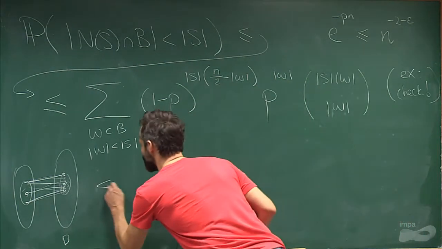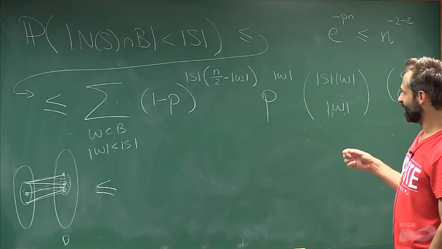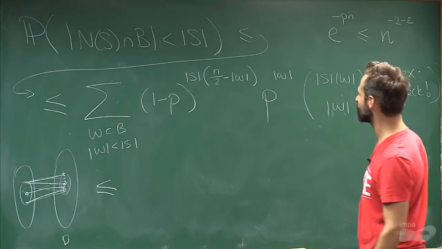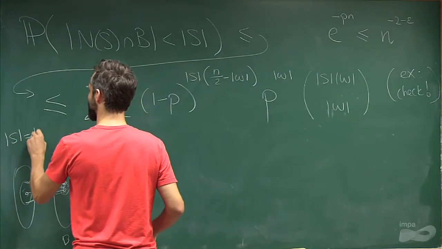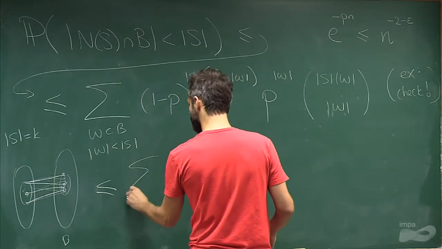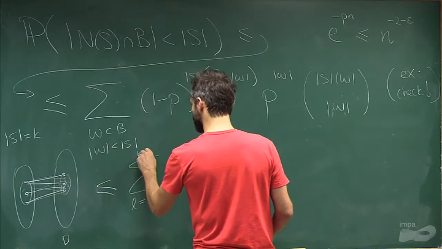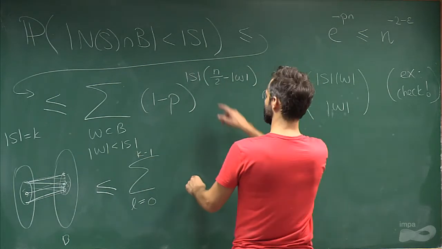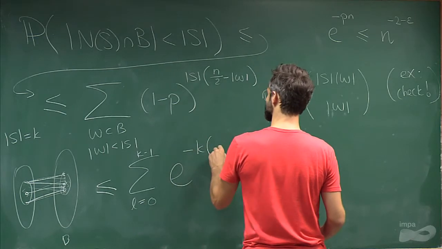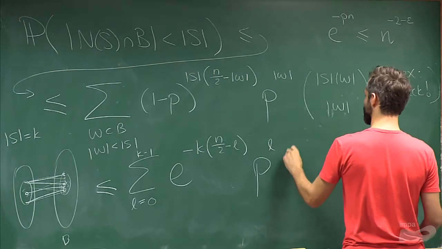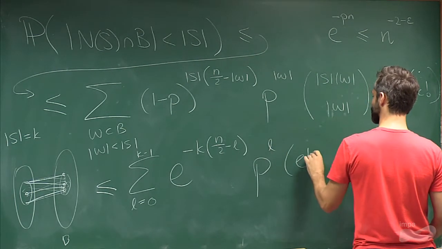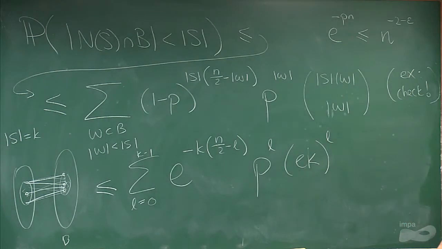Okay, so now this is at most what? Right, so I want to sum over these W. So it's only the size of W that matters. So let's suppose that the size of S is K. So let's sum over L is 0 to K minus 1, size of W. This is at most e to the minus K times n over 2 minus L times p to the L. And this thing is at most e times K to the L. I now claim that this is decreasing in L.